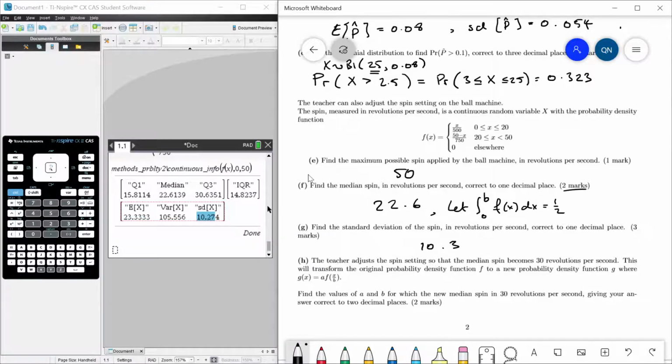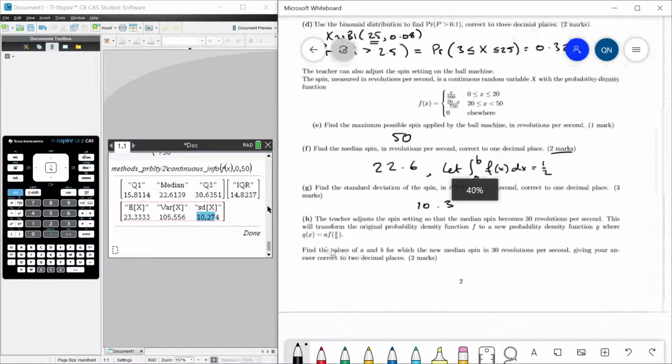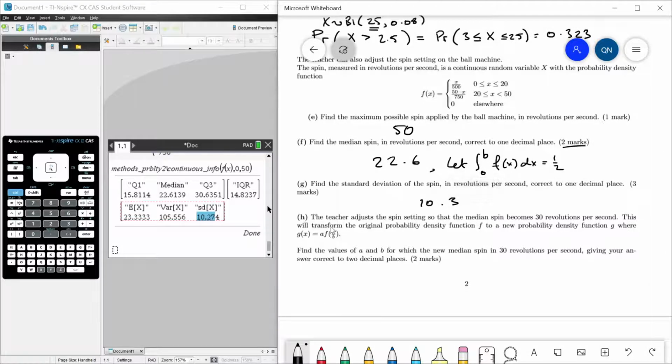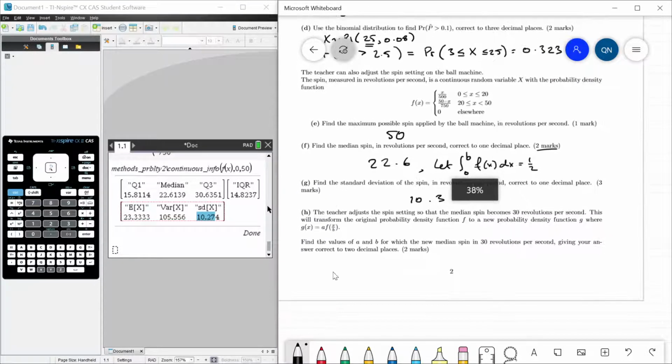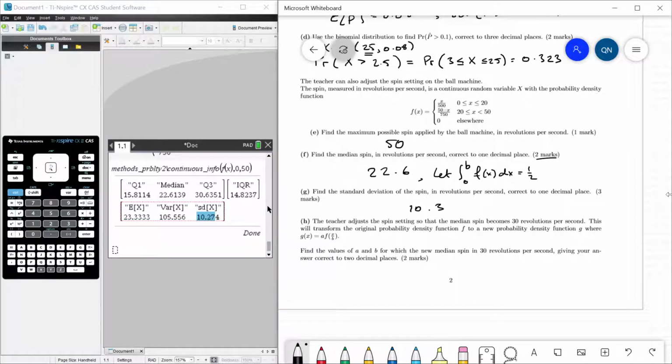Okay. The teacher adjusts the spin setting so that the median spin becomes 30 revolutions per second. This will transform the original probability density function to a new probability density function g, where g uses some rescaling over here. Now, what is f of x?